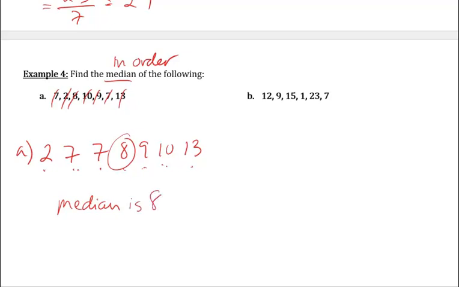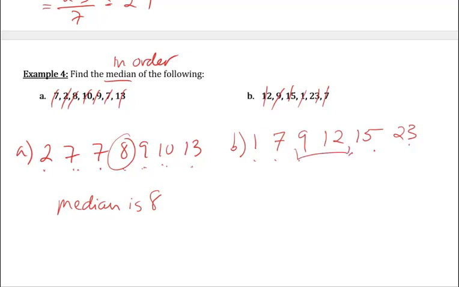Now, as you can probably guess, this one's got an even number, so I'm going to have to do a little bit of trickery. Looking at my set of data for B, I've got a 1. What's my next one? A 7. I've got a 9. I've got a 12, a 15, and a 23, leaving enough space that they are seen as separate.